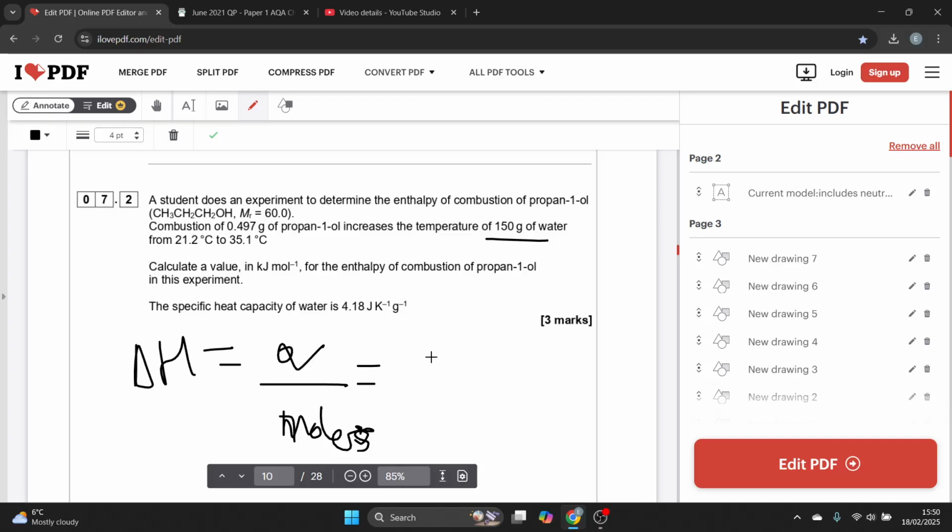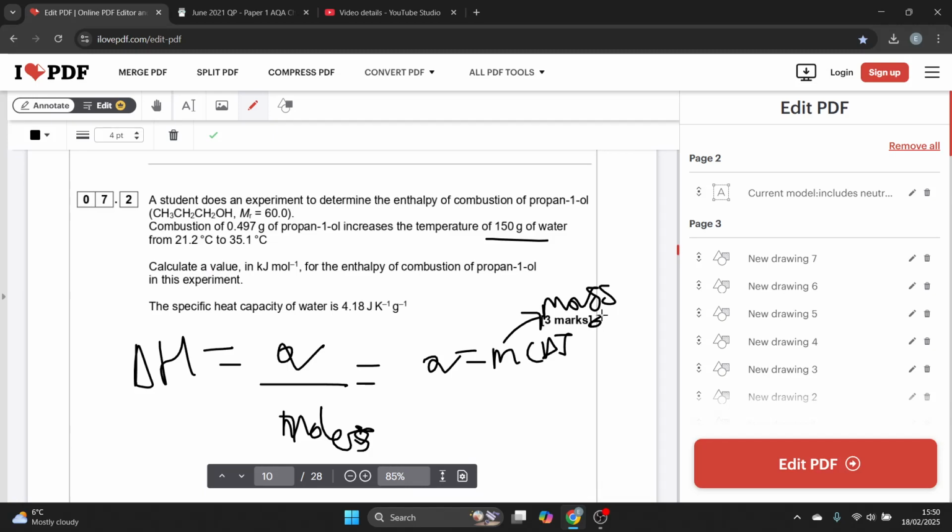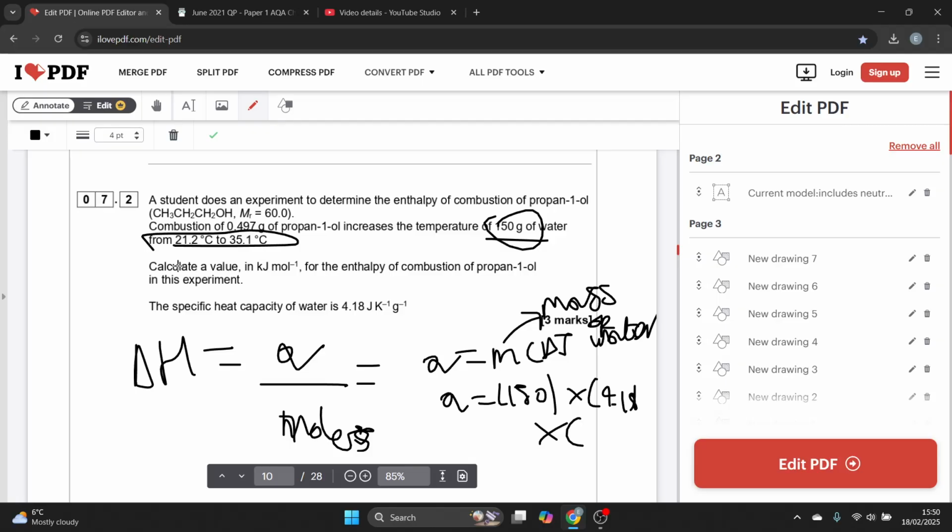So Q equals mcΔT, where m is the mass of water, and I know the mass of water is 150, so Q equals 150 times 4.18 times the temperature change, which is 35.1 minus 21.2, 13.9. But I want ΔH in kilojoules, so then I need to divide that by 1,000.